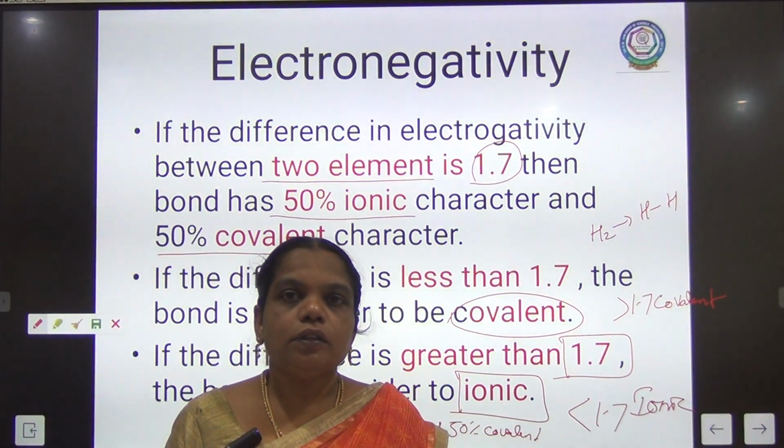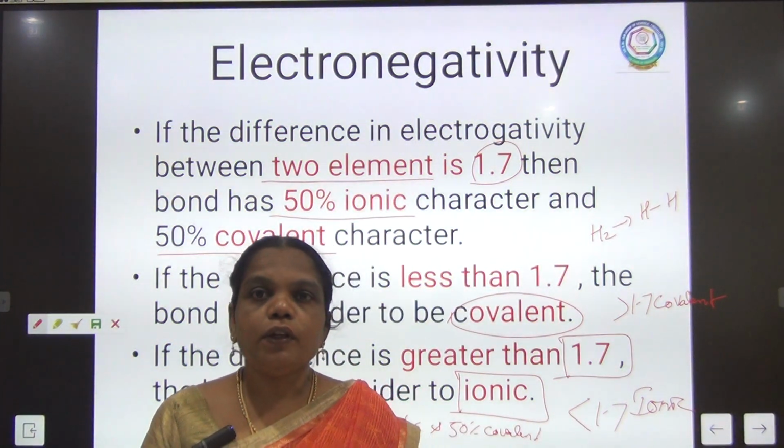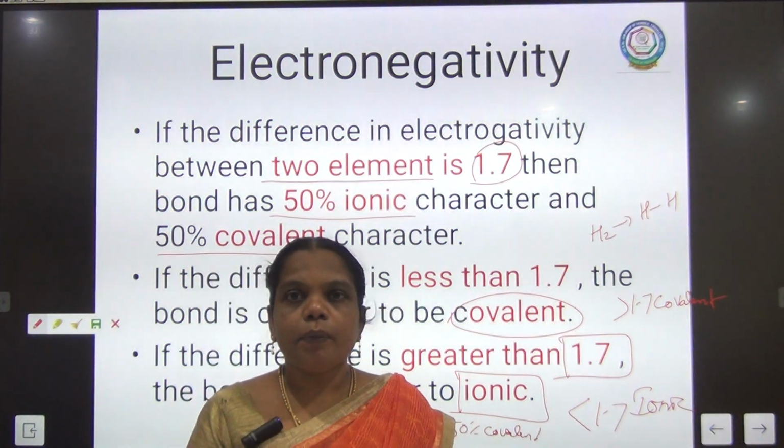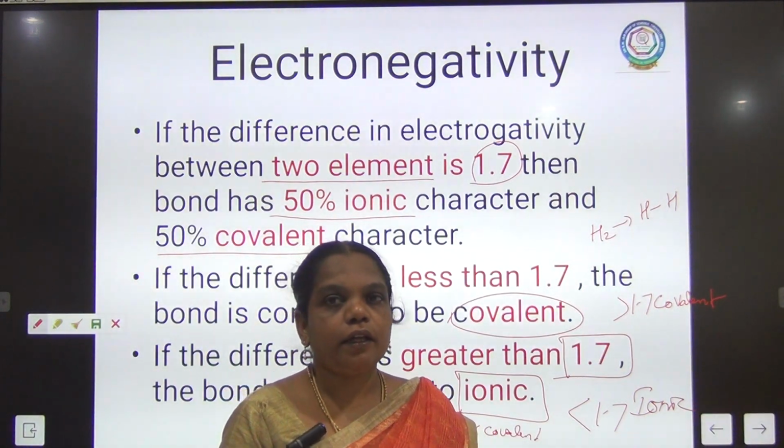So, these are all about the periodic properties of the periodic table.